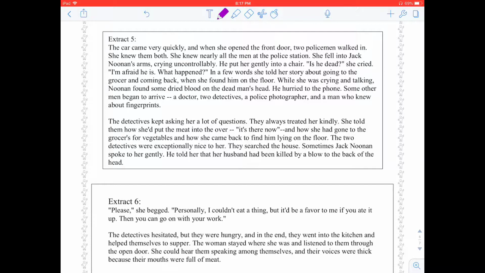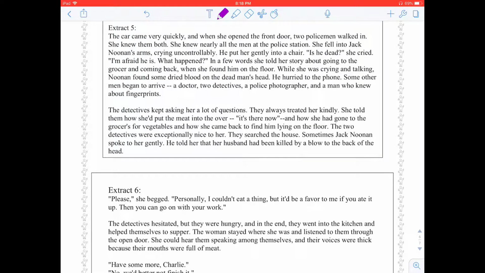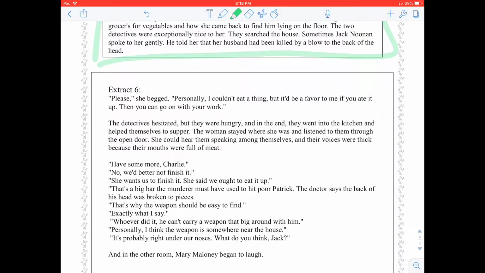So this section is where we see the police coming over to her house and investigating because she called the police, right? And look at how people treated her. They always treated her kindly. And then look at how she was telling the story over here. And look at how she says this.